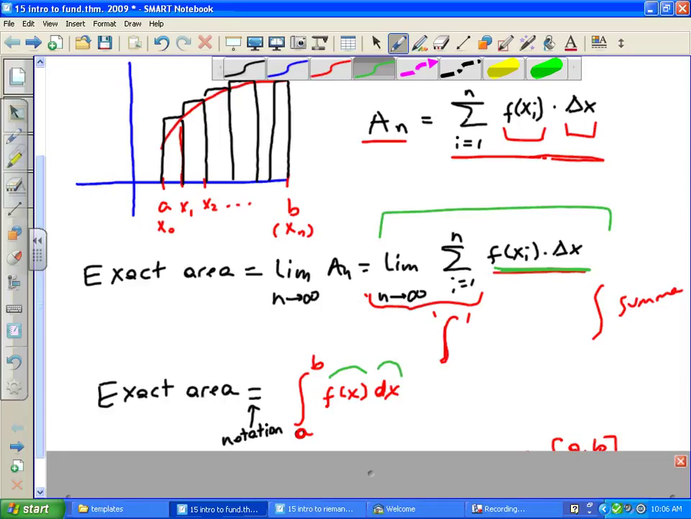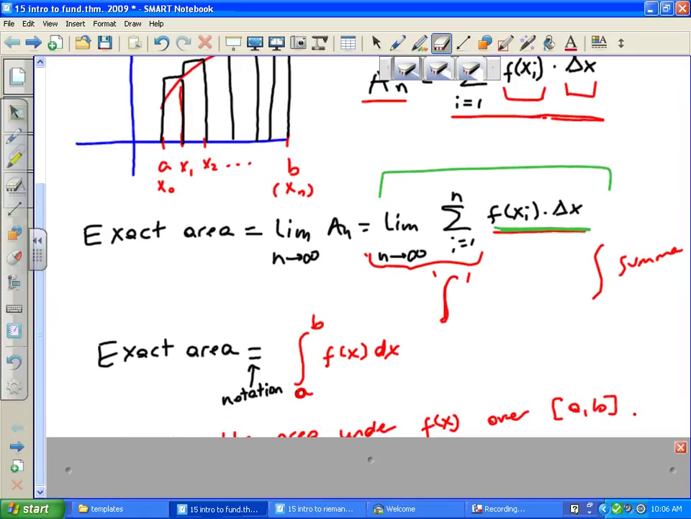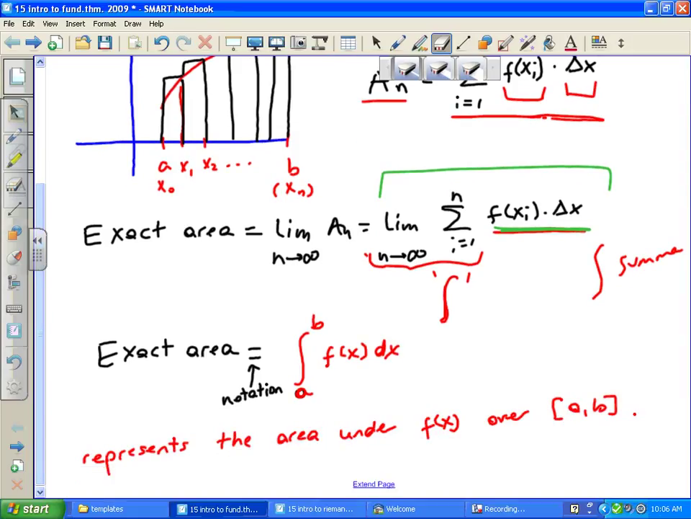So f of x represents the height of each interval, dx represents the width of each interval, and the elongated S represents the summation of those areas in the limiting case as n goes to infinity. So all of a sudden, we have a much simpler looking notation. But it still didn't tell us, how do you evaluate this? All we know is, okay, it's simpler notation, but how do you calculate this in a simpler way? That has not been answered yet, which we're going to try to do in the next slide.